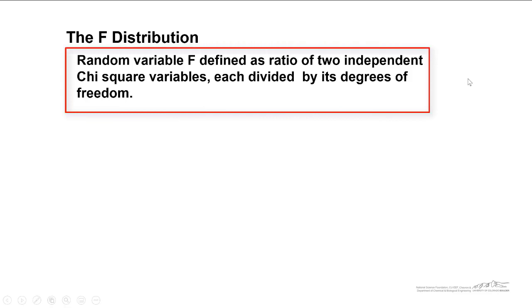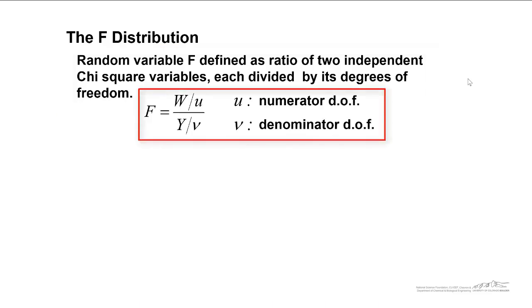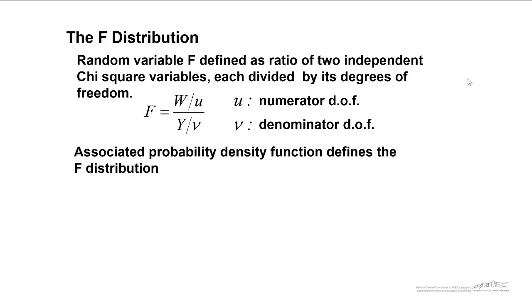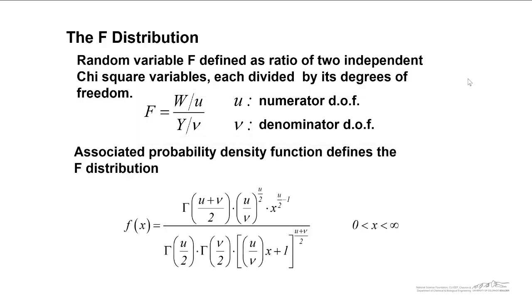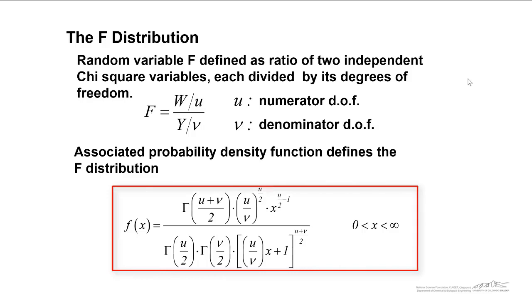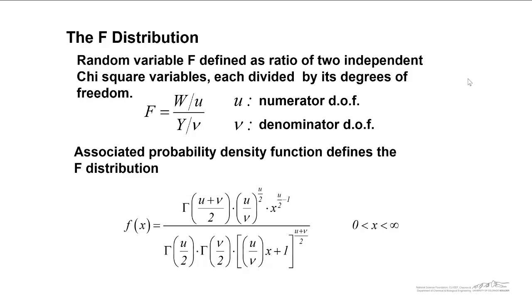The random variable F is defined as the ratio of two independent chi-squared variables, each divided by its degrees of freedom. Here, W and Y are both chi-squared random variables, and U and nu are the numerator and denominator degrees of freedom, respectively. The associated probability density function of the F distribution is shown here. It's quite complicated, and again, like the other probability density functions that I've shown, it's not important that you memorize or can use this as written because there are Excel functions and tables out there that give you the data related to the F distribution.